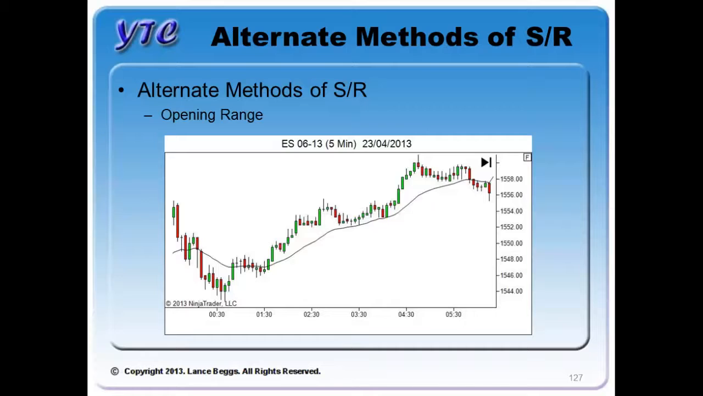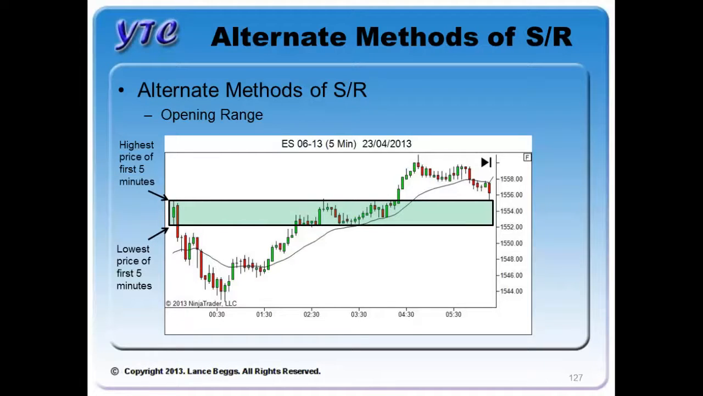The opening range is the area bounded by the highest and lowest price within a certain period of time of the open. One typical value used for opening range, and the one I'll demonstrate here, is the 5-minute opening range. After the first 5 minutes are traded, we take the lowest price and the highest price, and then use them to form an area which we project forward.